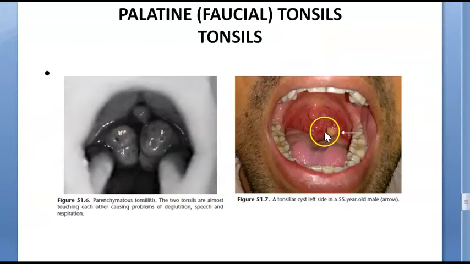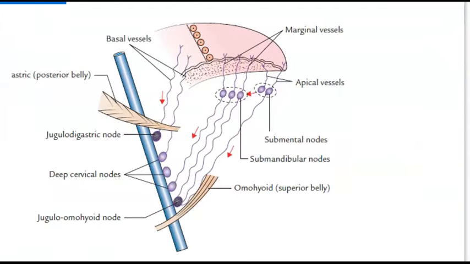Here you can see tonsillitis. This is a tonsillar cyst. See here, they are showing you the cervical lymph nodes. See the drainage. This is your tongue, okay? So you can see how it is draining. Deep cervical nodes. Guys, just look at this, okay?